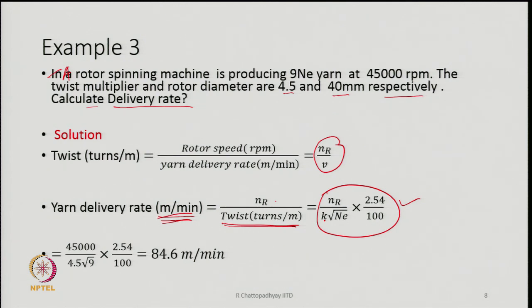So, not necessarily that you have to remember the final formula always, but you should know the logical steps that you have to follow in order to solve a simple problem. Here we are using the formula directly, and therefore it becomes just a matter of substitution. All the parameters are given, we put those values and get a value of 84.6 meters per minute. So, in this case we expect the delivery rate to be 84.6 meters per minute.